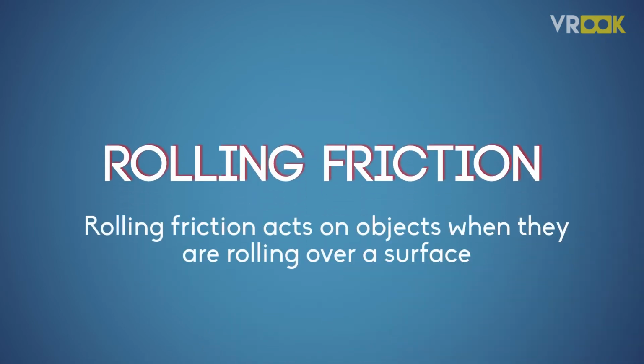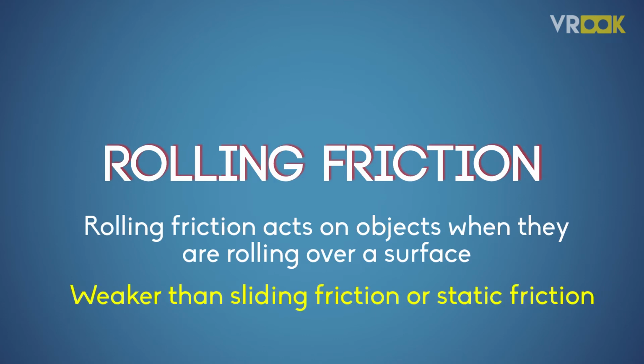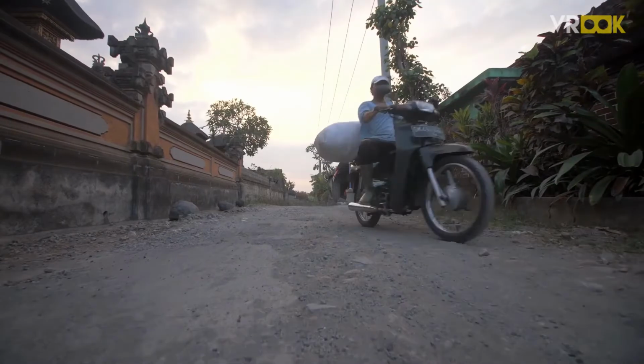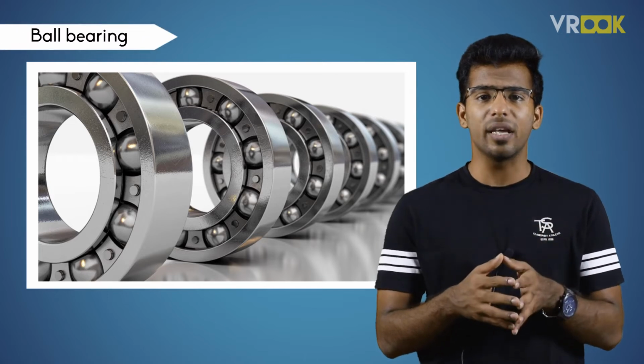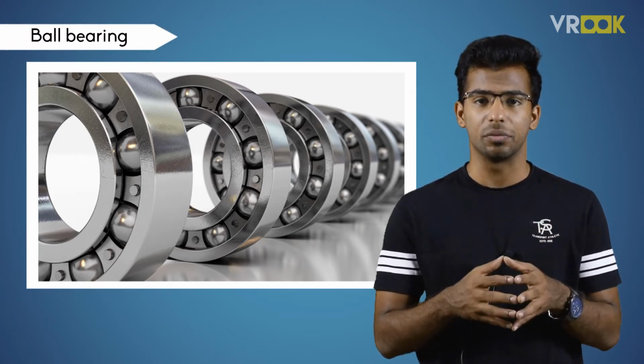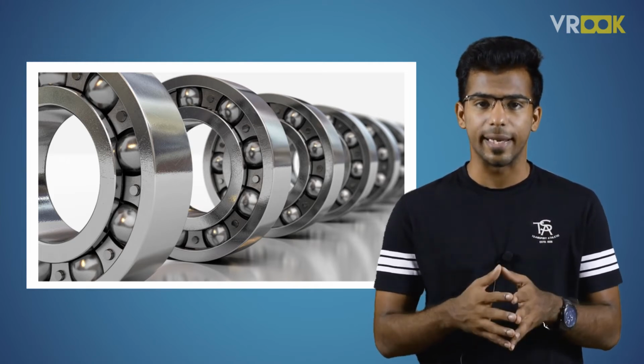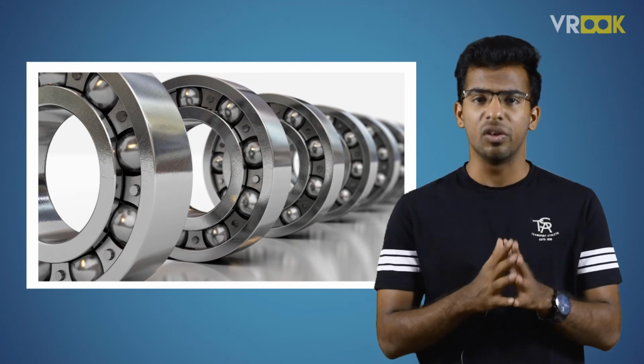Rolling friction acts on objects when they are rolling over a surface. Rolling friction is much weaker than sliding friction or static friction. This explains why most forms of ground transportation use wheels, including bicycles, cars, roller skates, scooters, and skateboards. Ball bearings are another use of rolling friction. They let parts of a wheel or other machine roll rather than slide. The term rolling friction refers to the resistance created by an object rolling across a surface.